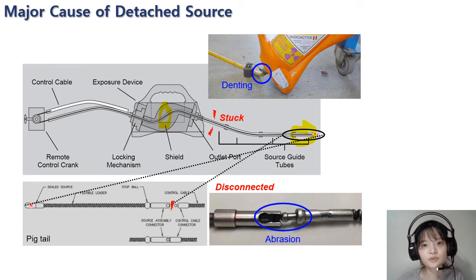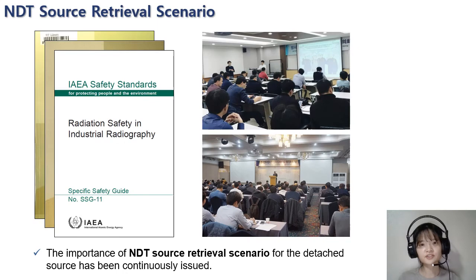And the projected source sometimes gets detached, mainly because of two reasons. One is the disconnection of the pigtail, and the other one is the damage of the tube. The source can be stuck when the tube is damaged. For such situations with detached entity source, there are some general retrieval scenarios suggested by IAEA documents or various workshops.